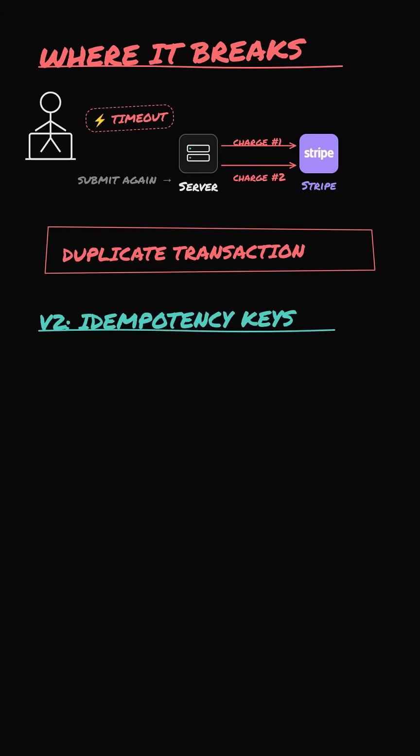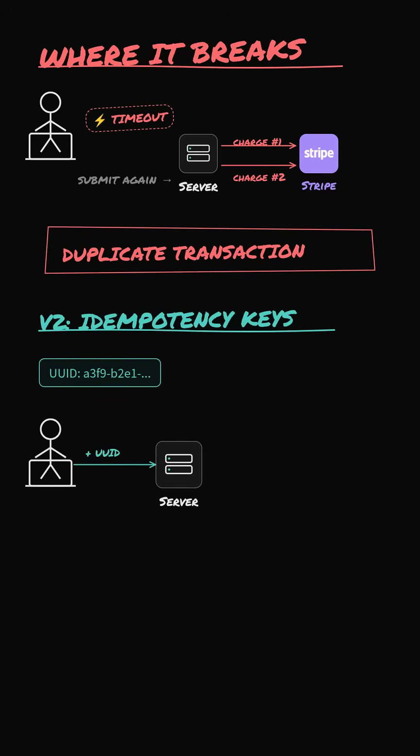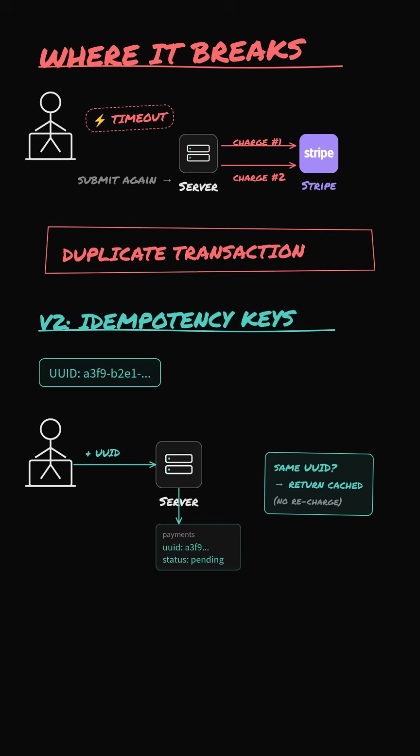Version 2, idempotency keys. The client generates a unique key for each payment attempt. This key is usually a UUID. The user sends this UUID with the request. Your server stores that key in a database row before doing anything else. If the same key shows up again, you return the stored result instead of charging the user again.